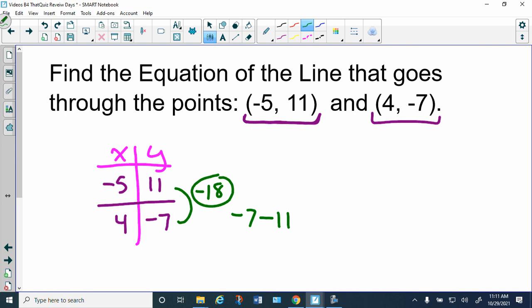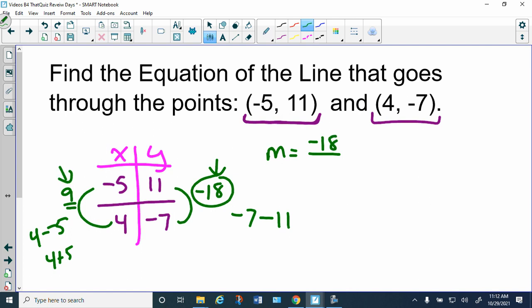I think more mistakes are made when we do 4 minus a negative 5. So it's 4 minus a negative 5. You can put it exactly like that in your calculator. It's going to give you 9. Or you can say minus a negative is a plus, so 4 plus 5 is 9. Right? So we've got our slope then is rise over run. Our rise is the change in y's. It's that negative 18, all over the change in x, which is 9.